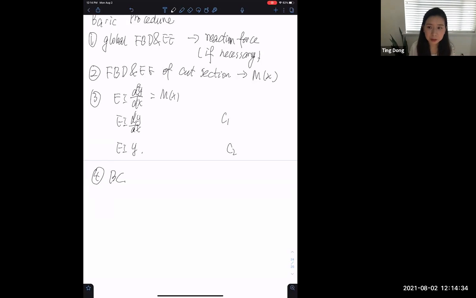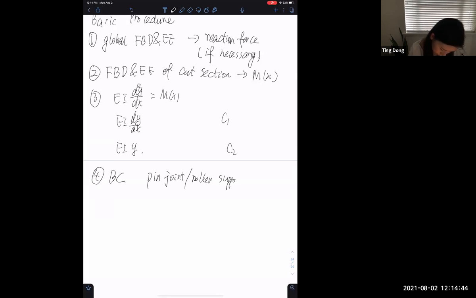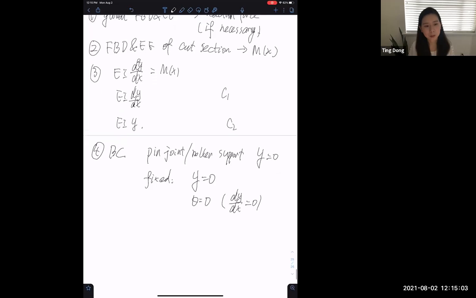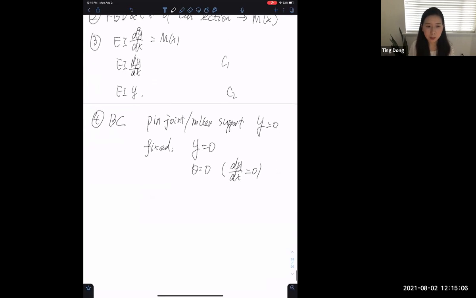And boundary condition depends on what kind of boundary condition. If it's a pin joint or roller support, at that point y equals 0. If it's a fixed boundary condition, it's y equals 0 and theta equals 0. Or if I'm more comfortable with this one, dy/dx is equal to 0. It's the same thing. So this is how we apply the boundary condition, depending on the boundary condition type.